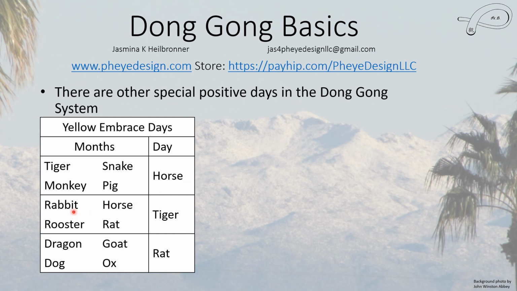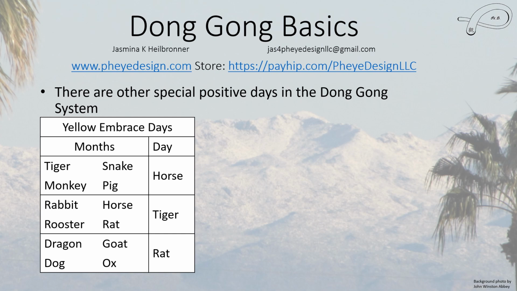Then you have the rabbit, the horse, the rooster, and the rat months. You just look for any tiger day. Here we don't care about the element of either the month or the day. And then for the dragon, goat, dog, or ox, it's the rat day you look for. So these are, I'm not quite sure exactly what these days would be used for other than they're good.